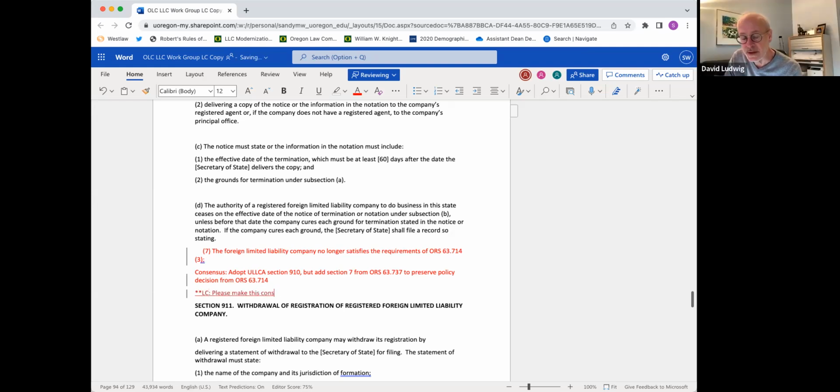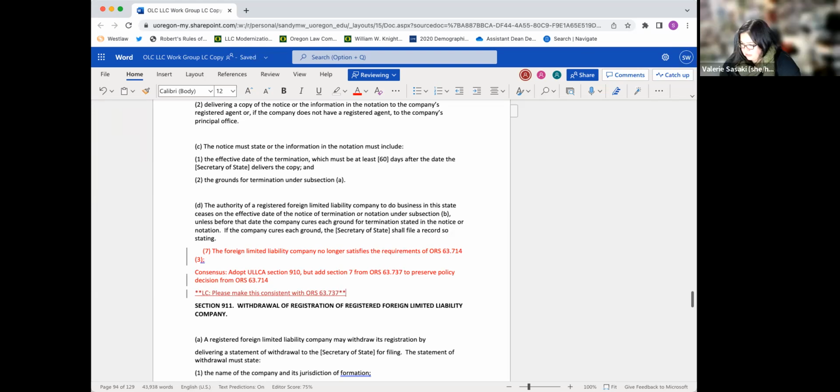So we also had discussion about what other subsections of 737 to add. Does that comment cover that? I think so. I don't think we have any intent to change what's in 737 now, right? Right. Okay. Anything else on 910?